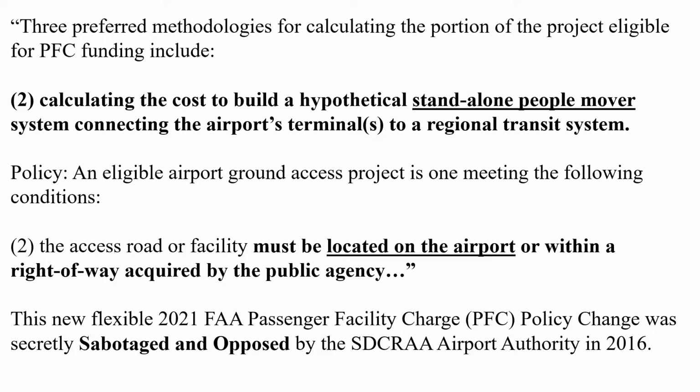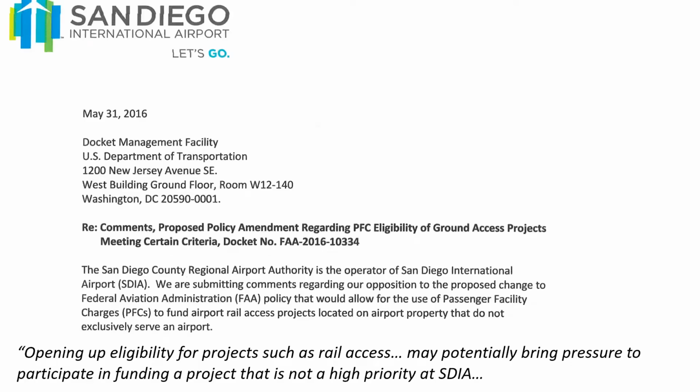This new flexible 2021 FAA passenger facility charge policy change was secretly sabotaged and opposed by the Airport Authority in 2016. Their opposition letter states, we are submitting comments regarding the opposition to proposed changes to Federal Aviation Administration policy that would allow the use of passenger facility charges to fund airport rail access projects located on airport property that do not exclusively serve an airport.